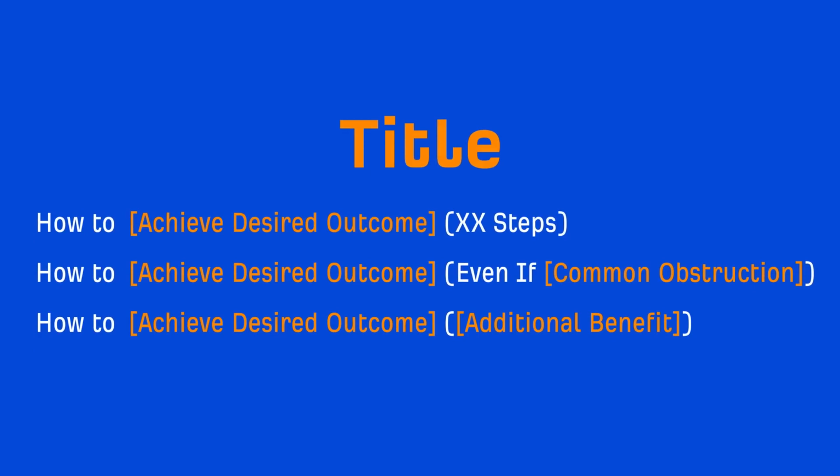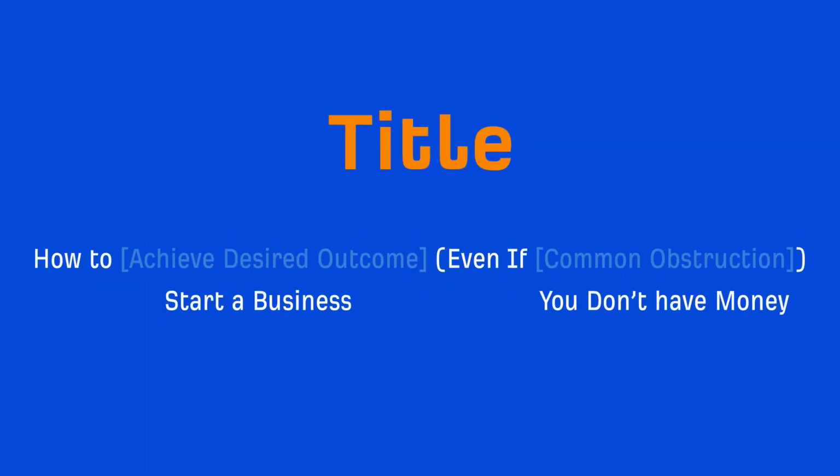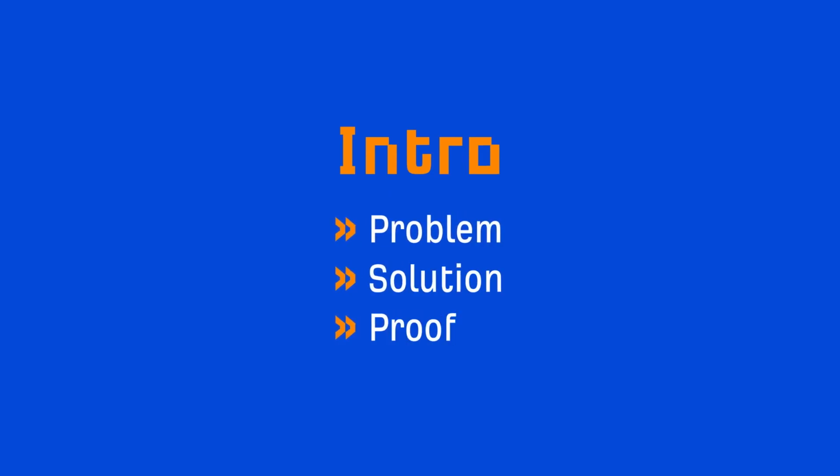So if we turn these into real titles, they might be How to Build a Deck, 7 Steps, How to Start a Business Even If You Don't Have Money, How to Find Email Addresses for Link Building, Fully Automated. Now for the intro, write a short one using the PSP method, which stands for Problem, Solution, and Proof.